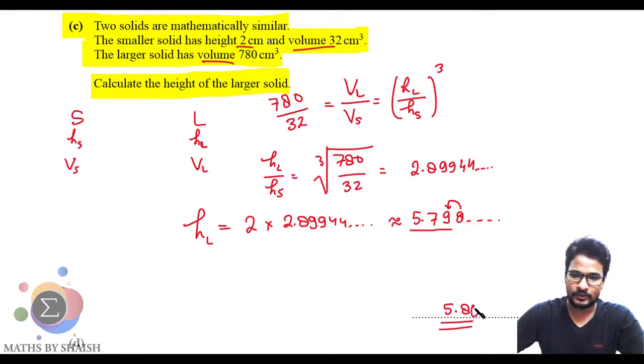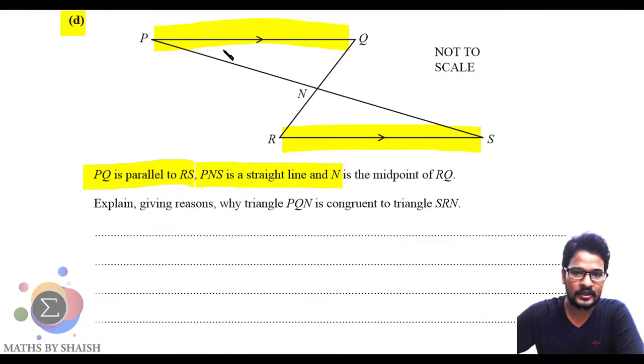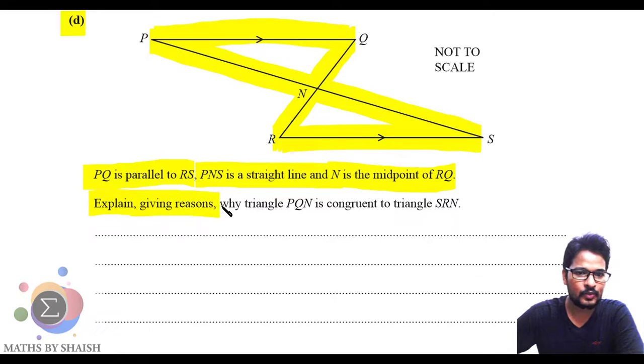Or we can write 0 because we are writing till 3 significant figures, so it should be 3 significant figures. Here's the D part. PQ is parallel to RS. PNS is a straight line. N is the midpoint of RQ. Midpoint is half. And explain giving reasons why triangle PQN is congruent to triangle SRN.